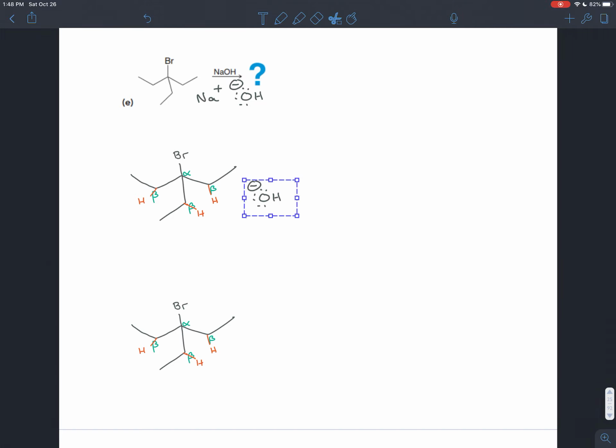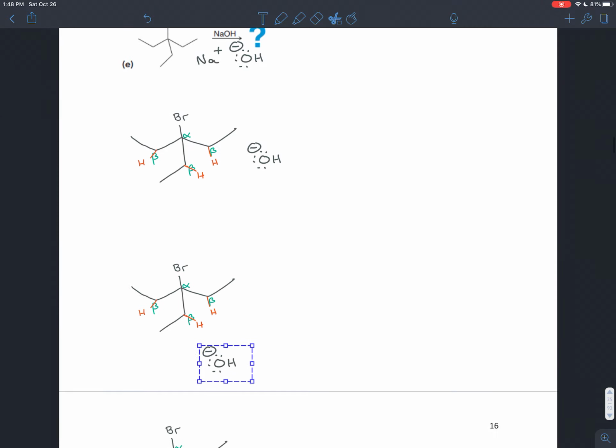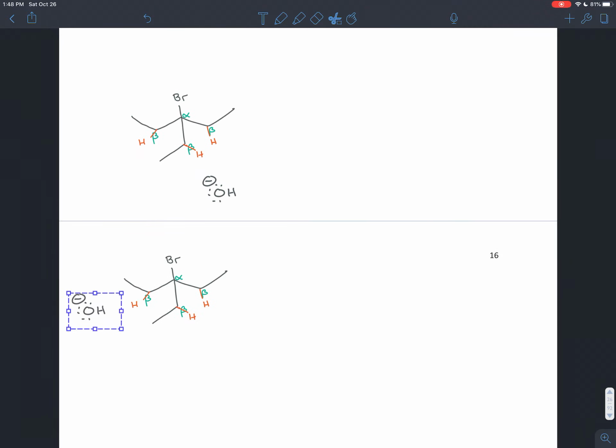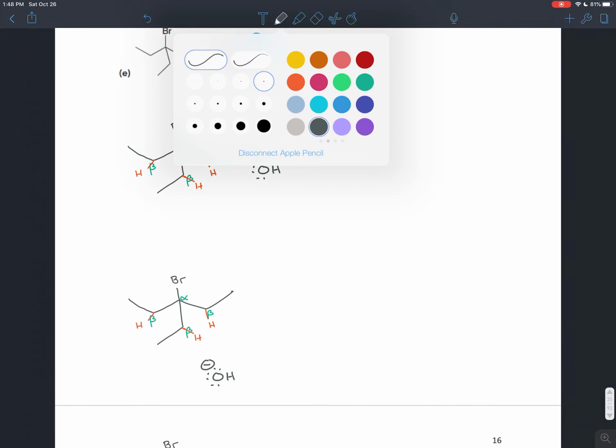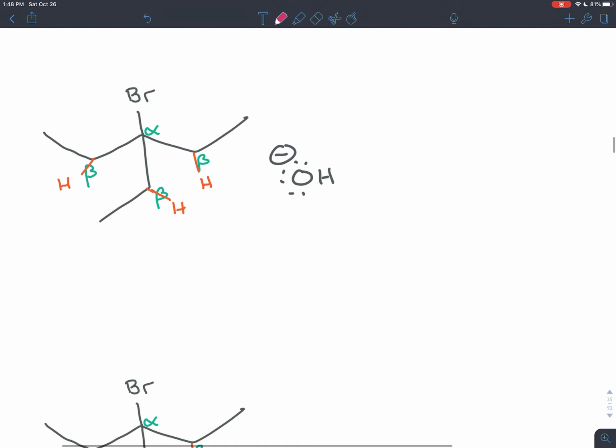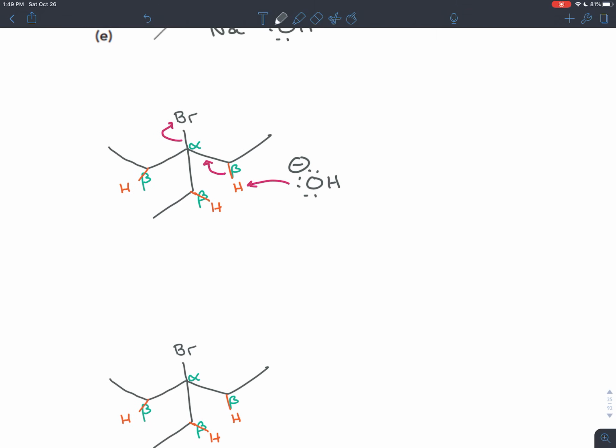You can have this base steal any of the 3 beta hydrogens. We'll see that each one of these is going to give us the same product. So this can steal this first beta hydrogen. The electrons go toward the leaving group and kick the leaving group off. In which case, we end up getting this as our alkene.